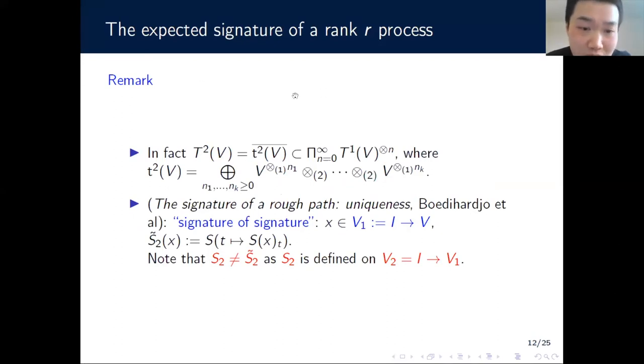Here I make two remarks. First, the rank 2 tensor algebra T2V is a subset inside this space, and it admits a natural grading scheme like this. The second remark is that in this famous paper, the authors introduced a notion of signature of signature, which is denoted by S2 theta. For every path X, the signature of signature is just the signature map of the signature path of X. I just want to emphasize that the rank 2 signature mapping defined above is not equal to the signature of signature, because S2 is defined on V2, so they have different domains. The signature of signature mapping is defined on V1. But of course, they have the same target space T2V.